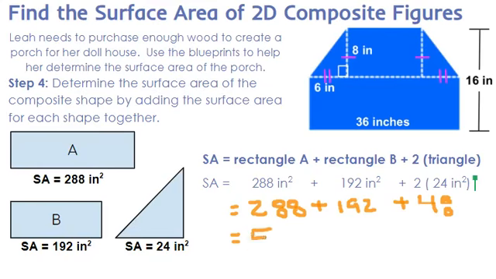When I add all of these values together, I get 528 inches squared. So Leah would need to buy 528 square inches of wood in order to make her dollhouse porch.